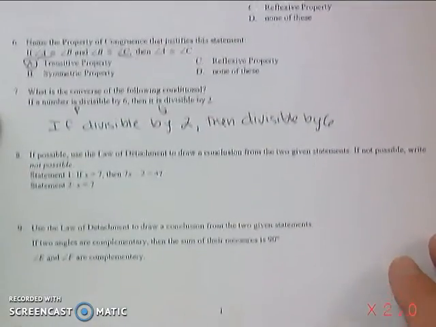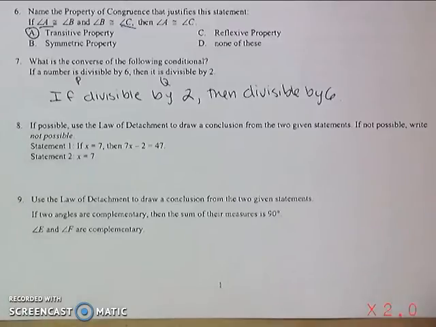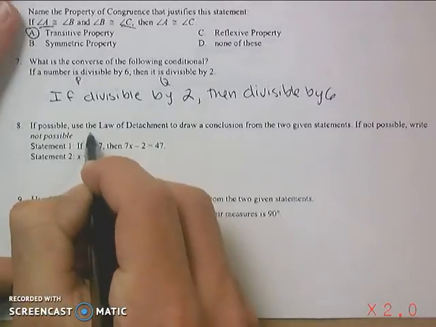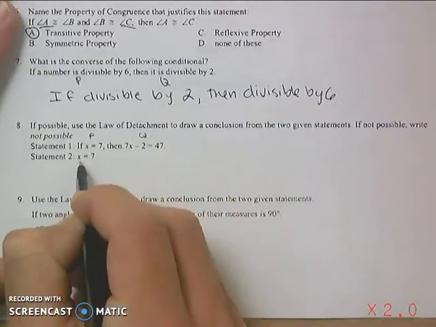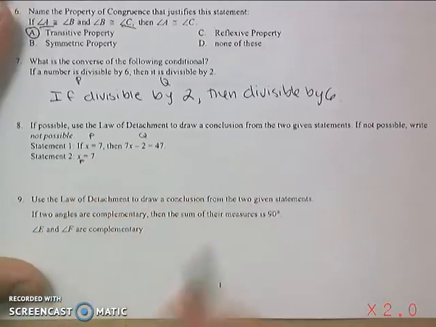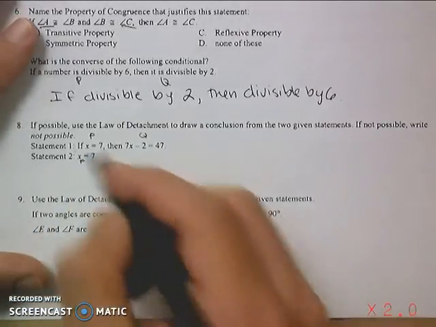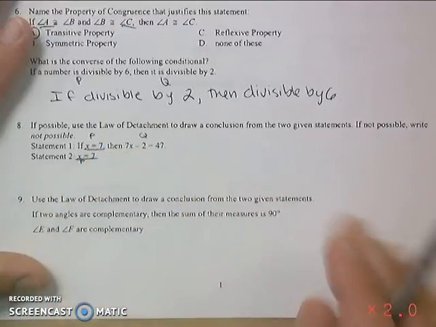Okay. Number 8, it says, if possible, use the law of detachment to draw a conclusion from the two given statements. If not possible, write not possible. Alright, so we have the P, then the Q, and the P gets repeated. So this usually means we can go ahead and use law of detachment since the x equals 7, the x equals 7 matches.